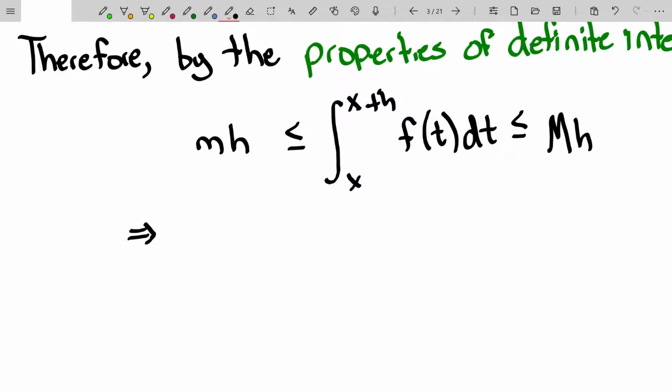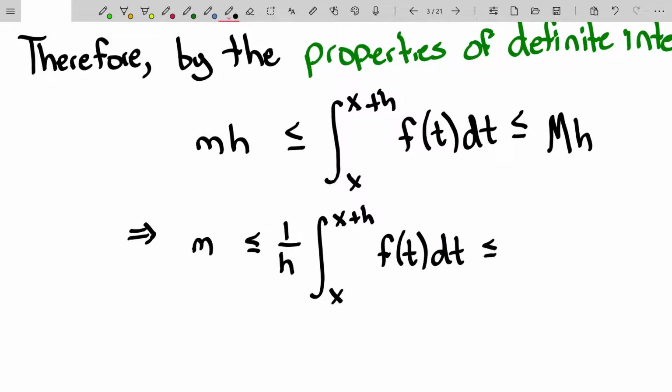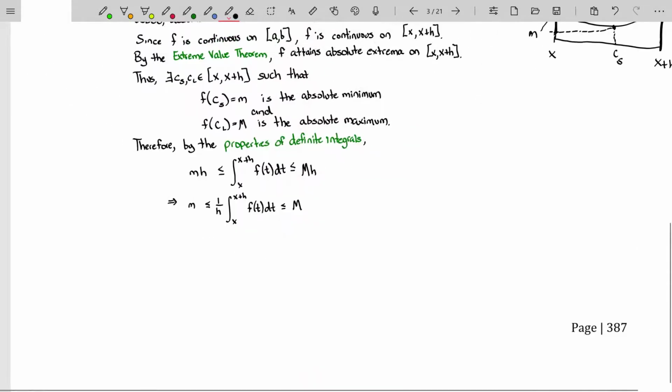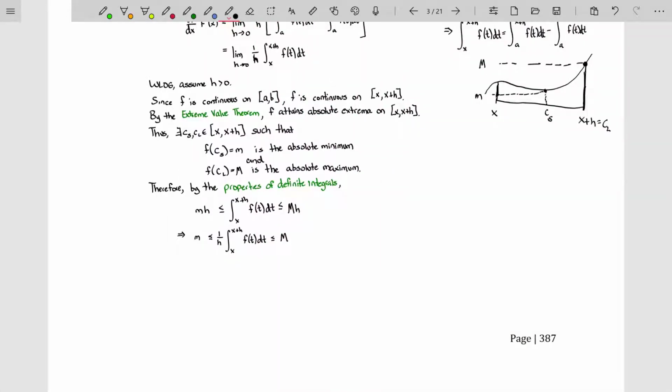Dividing everything by h, we get m is less than or equal to 1 over h times the integral from x to x plus h of f of t dt, which is less than or equal to capital M. Now remember, little m and capital M are just values that the function takes on at certain points. Up in your upper right-hand corner, little m and capital M are just function values for f. They're the minimum and maximum values for your function on the interval x to x plus h.